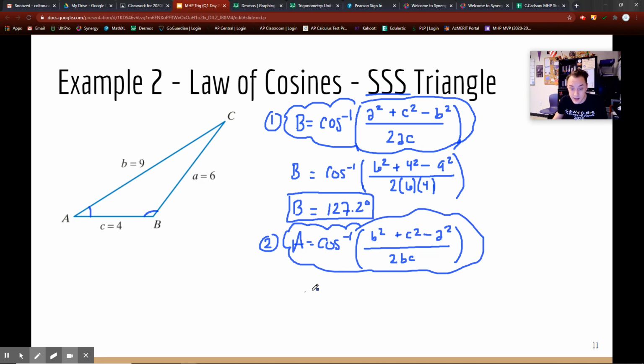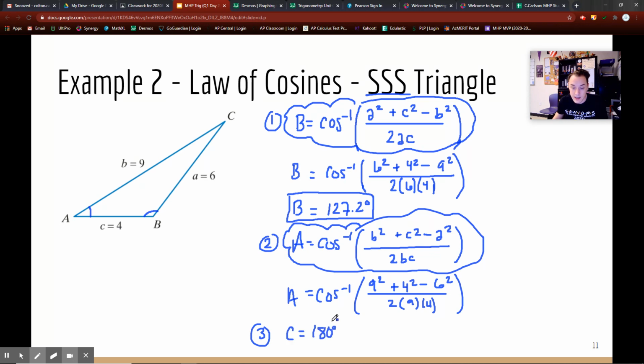For side, side, side, what does A equal? The inverse of cosine of B squared, that's 9 squared, plus C, which is 4 squared, minus A, which is 6 squared. This is all over 2 times B, which is 9, times C, which is 4. So we can plug this into Desmos, and then we'll find our last angle, C. C will be 180 minus our B value minus our A value. We'll find an answer for C shortly, but let's find an answer for A first.